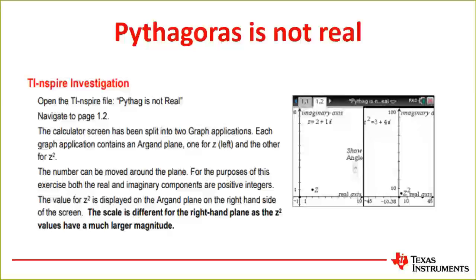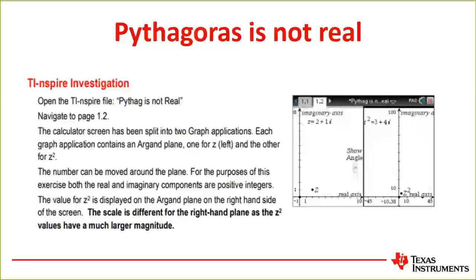On the left-hand side, it's for z, and on the right-hand side, it's for z squared. It's a dot grid, and what you do is grab the point z and move it around so that it ends up on one of those dots. In other words, the real and imaginary components are always positive integers for the purposes of this exercise.